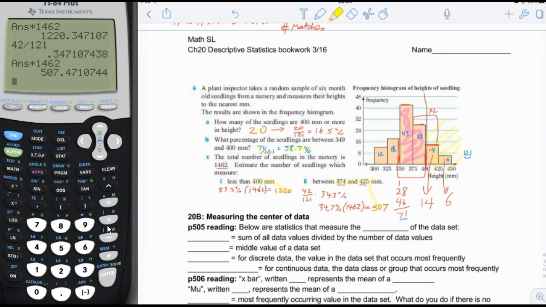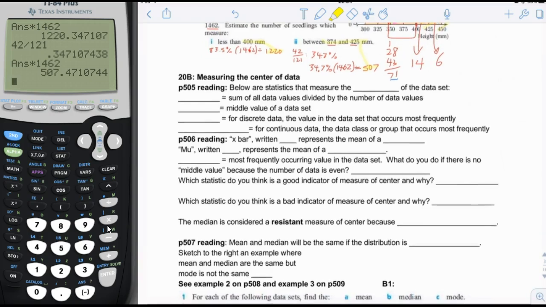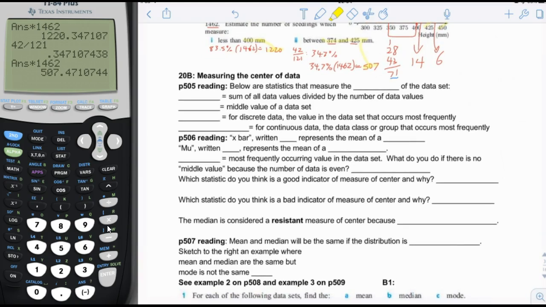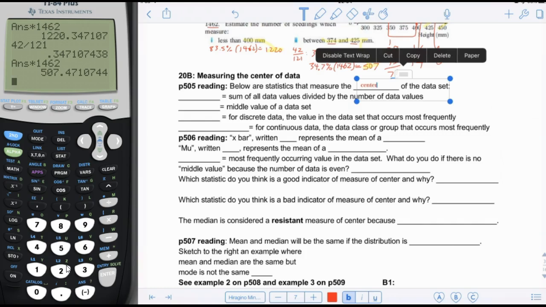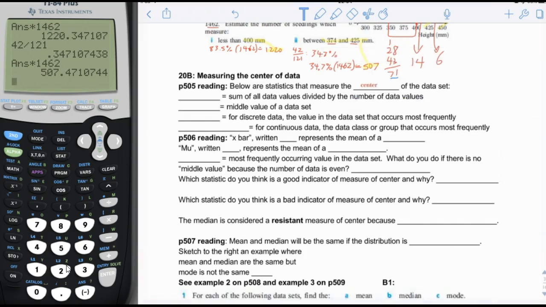All right. Then we start on 20B, measuring the center of data. Below are statistics that measure the center of the data set. It's kind of like saying the typical value of the data set. So what are the names for these different measures of center?